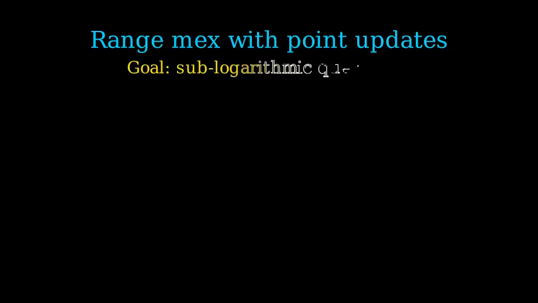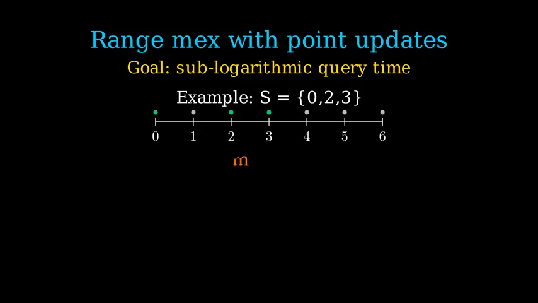Designing a data structure for range MEX queries with frequent point updates and sublog time per query. The MEX of a set is the smallest non-negative integer not in the set. Here are two quick examples. First set, 0, 2, 3.